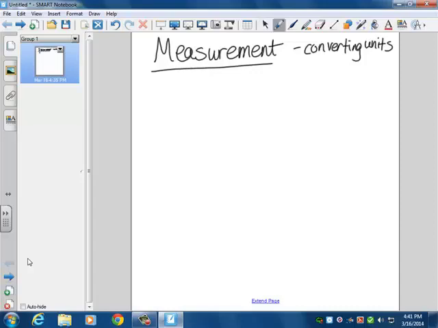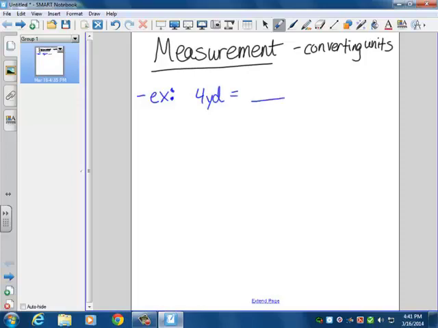Make sure you have your conversion sheet handy, because we don't expect you to have all these memorized. You can use your conversion sheet on the test, so have that handy. So we're going to start with one, maybe not super simple, but not too bad. Let's convert 4 yards into inches.